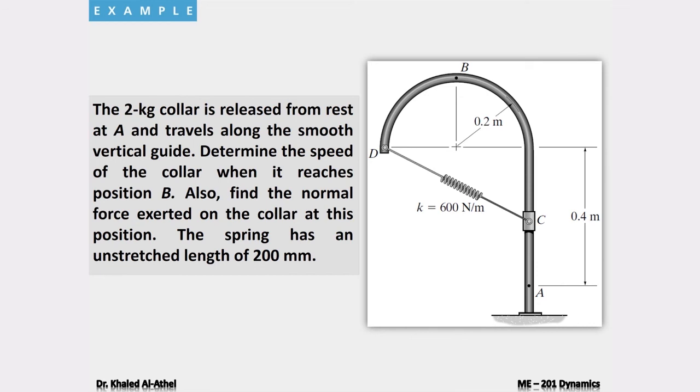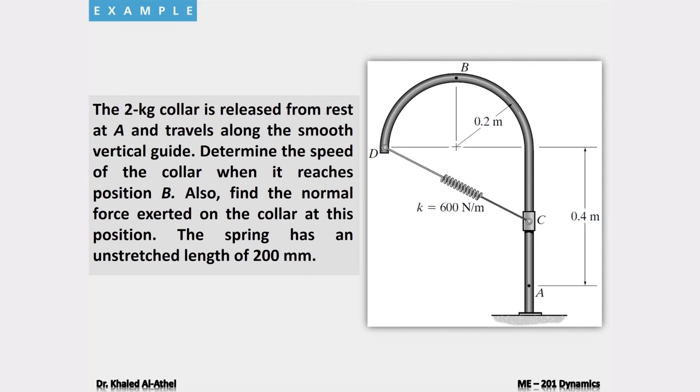So the 2 kilogram collar is released from rest at position A and travels along the smooth vertical guide. So smooth, that means there's no friction. Find the speed of the collar when it reaches point B. Now keep in mind that even though in the figure it looks like the collar is at point C, the problem is between A and B.